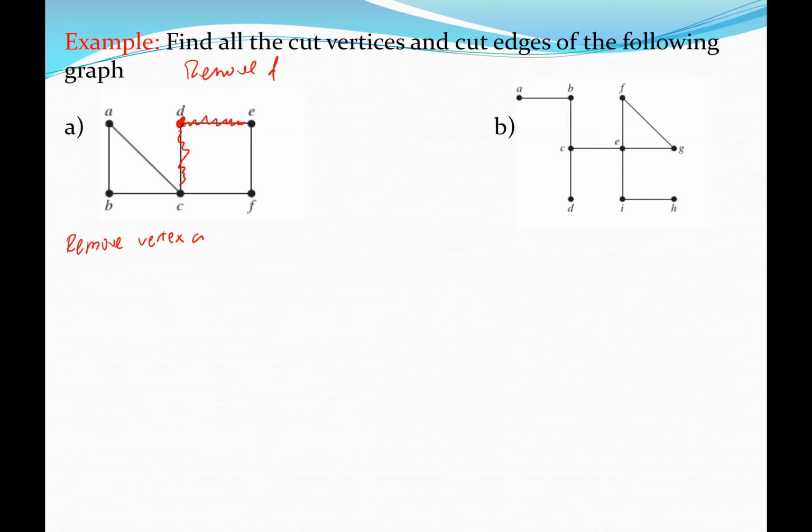It's similar with E, F, and B. However, what happens if we remove C? If we remove C, then we also take away all four of its edges. Now look at the leftover: we actually have two components. Therefore, C is a cut vertex. So C is the cut vertex.